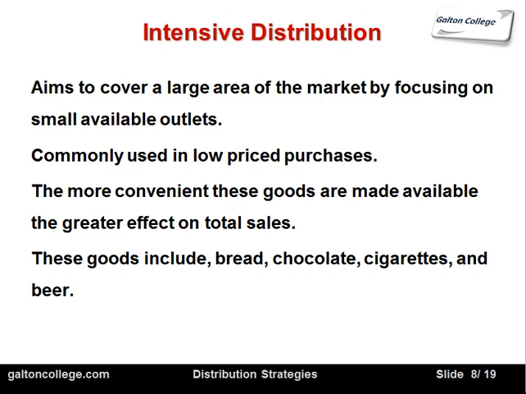So we're talking here about products such as bread, chocolate, cigarettes, beer, chewing gum, newspapers. We're talking about goods that are cheap, that are sold widely, and they use many available and small outlets, many small shops, for example. Now that would be intensive distribution.